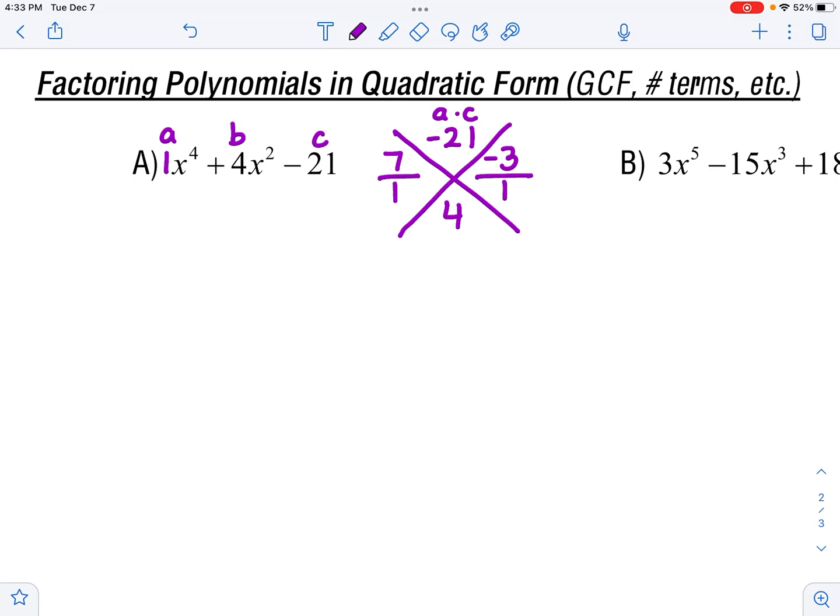All right, and now I'm going to write my factors. This time it's multiplying to give me an x to the 4th. So I know this is an x squared and an x squared instead of an x and an x. So now I'm going to write it upside down. Instead of writing 1x squared plus 7, I'm going to write x squared plus 7. And this one right here is an x squared minus 3.